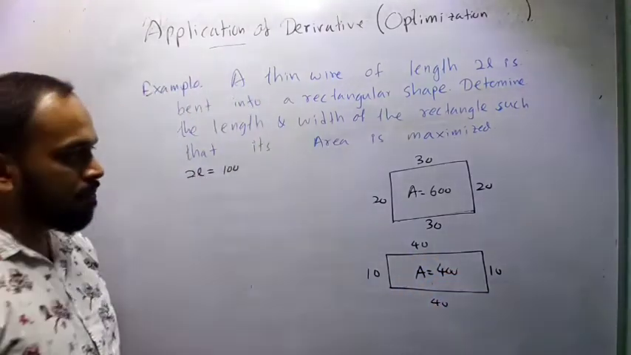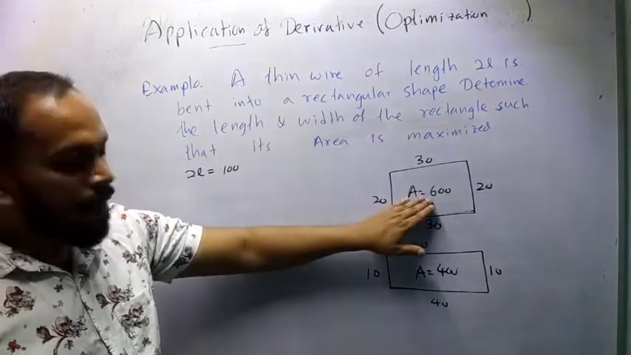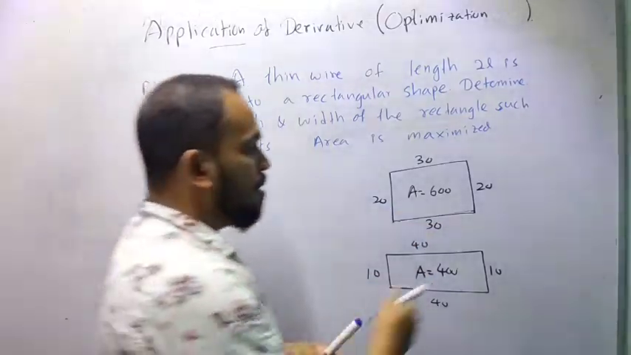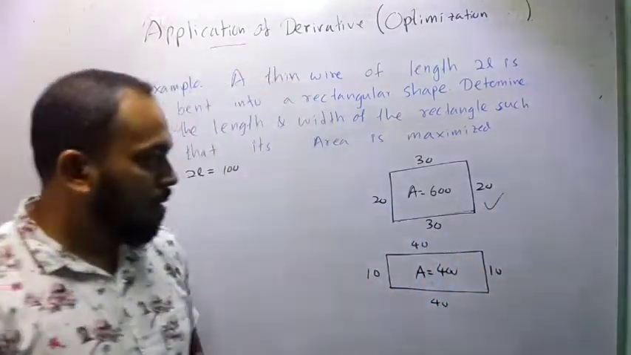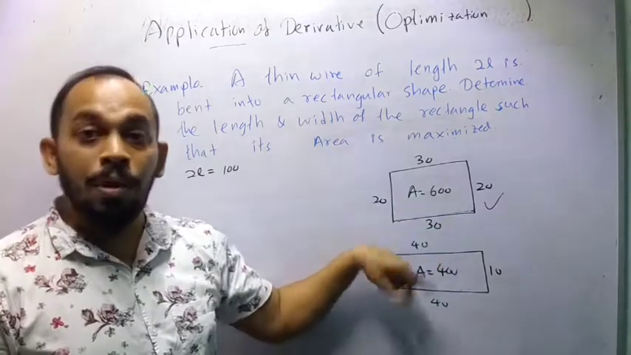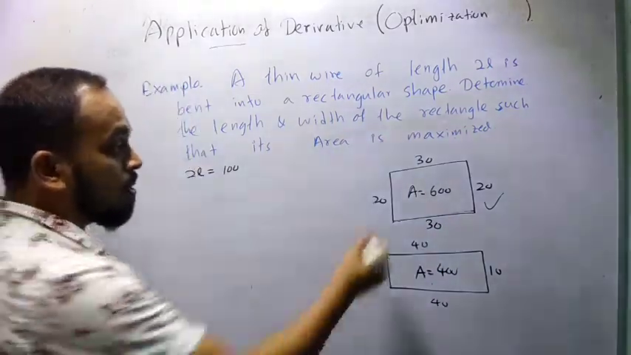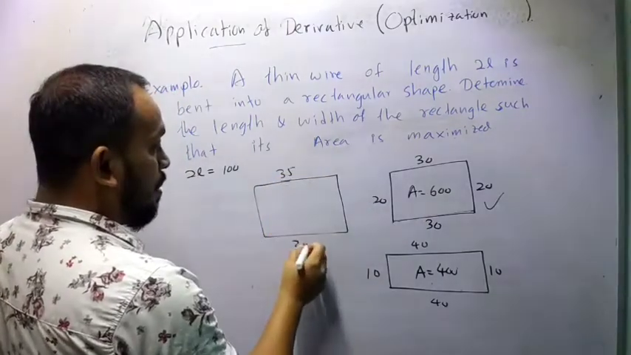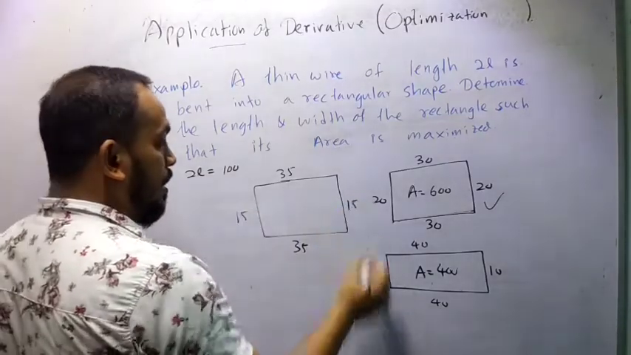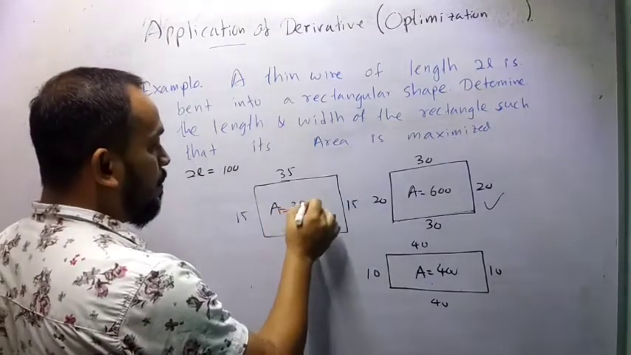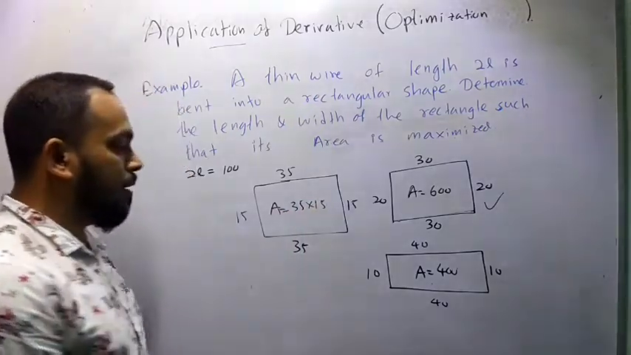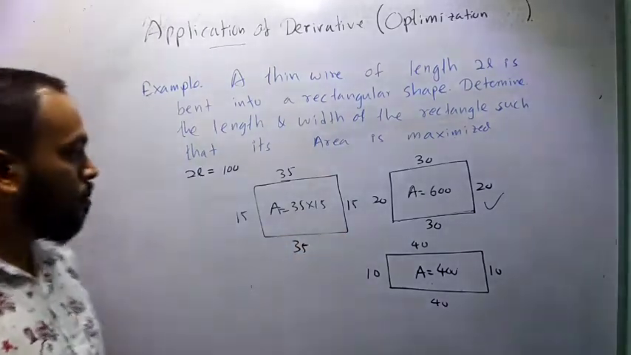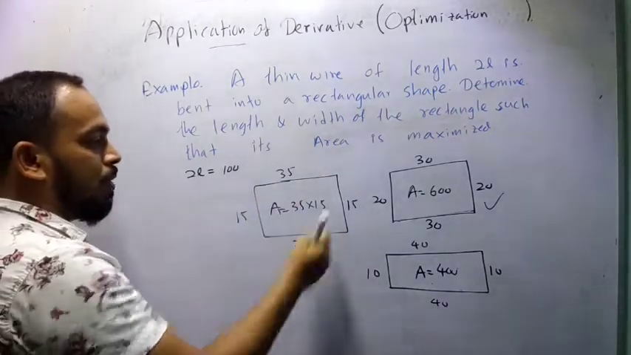So you can see area here is 600, area here is 400. So out of these options, this should be the winner. But there are many other options. For example, this could be 35, 35, 70 and 15, 15. So the area in this case would be 35 into 15. I'm not going to find that out; you have to find it on your own. So we don't know what it actually is. Or it could be 25, 25, 25, 25.